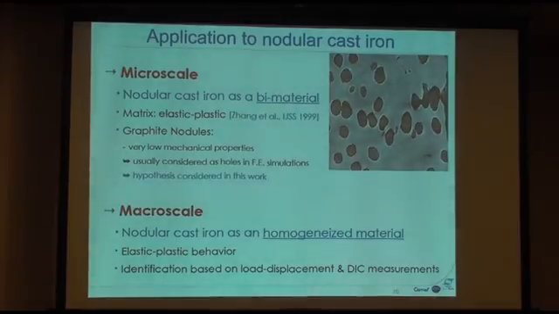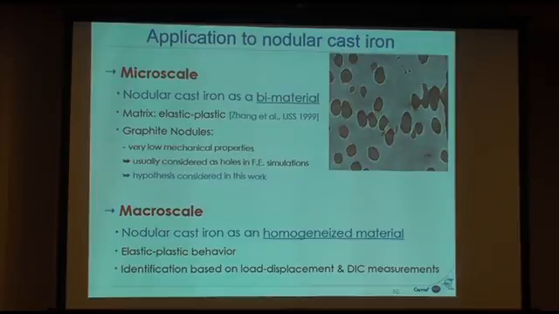So we are going to perform two kinds of simulations because we are going to work on two different scales. If we work at the micro scale, then we have to assume that this is a bi-material for which we have a behavior for the matrix here, with elastic plastic behavior coming from this paper. And also we have graphite nodules, which have very low mechanical properties, and usually in the literature we assume that these nodules can be considered as pores in the FE simulation. So this is the hypothesis that we will consider in this work.